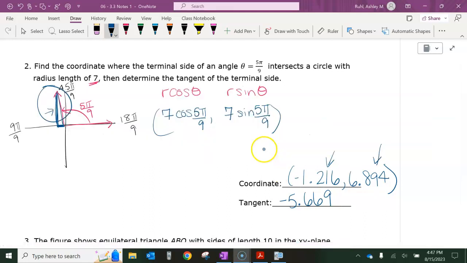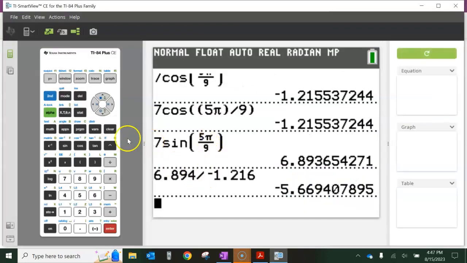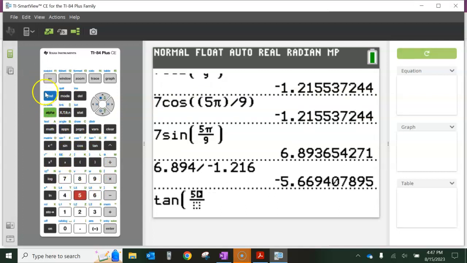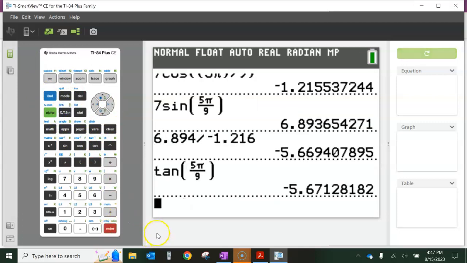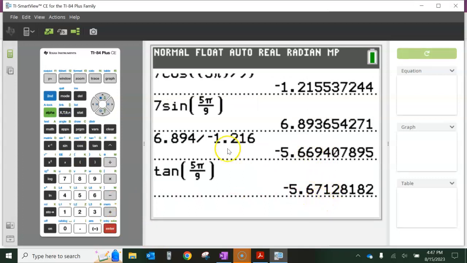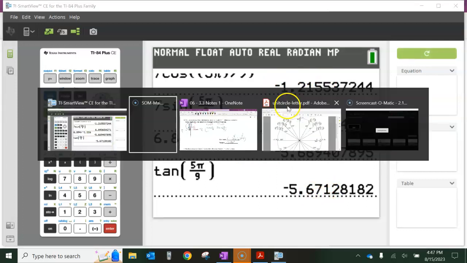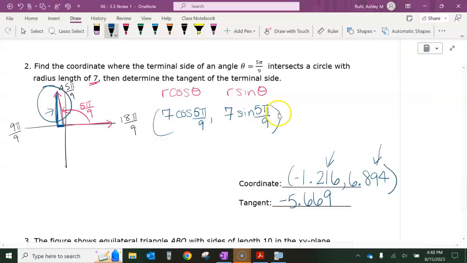But if I do tangent, and then I've got 5 pi over 9. That gets me pretty much the same thing. You see, it's real close. It's not going to be exact, like I said, because we rounded this number and we rounded this number. But it's close. So that's a way you can kind of check yourself to make sure that you've got it. Okay.